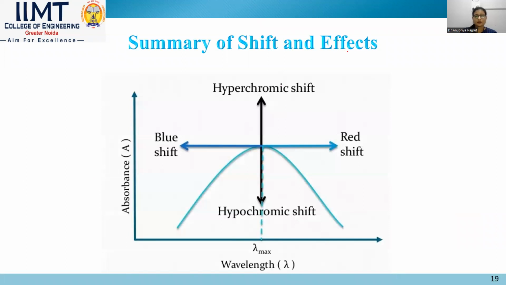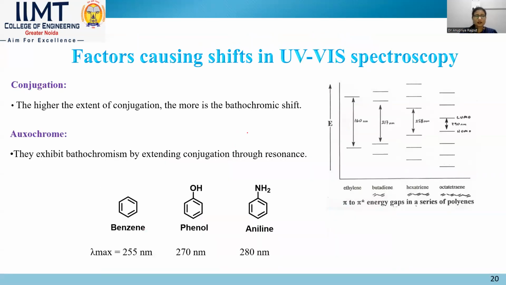Here is the summary of the shifts and effects. When the lambda max increases, it is called the red shift; when it decreases, it is called the blue shift. When the intensity increases, it is called the hyperchromic shift; if it decreases, it is called the hypochromic shift. There are some factors which cause the lambda max shift. First is conjugation. The higher the extent of conjugation, the greater the bathochromic shift.